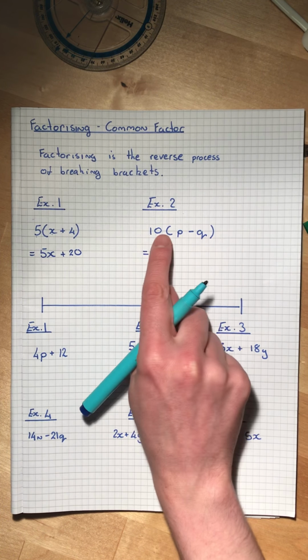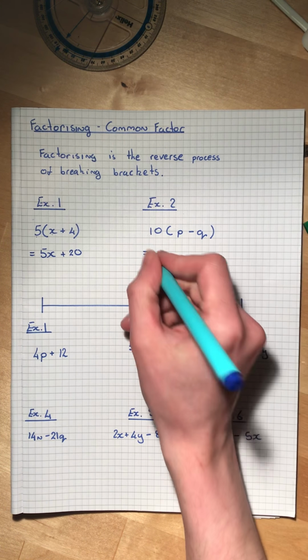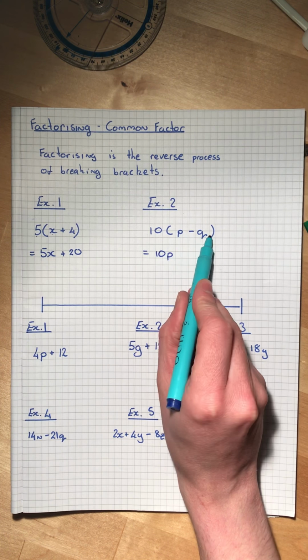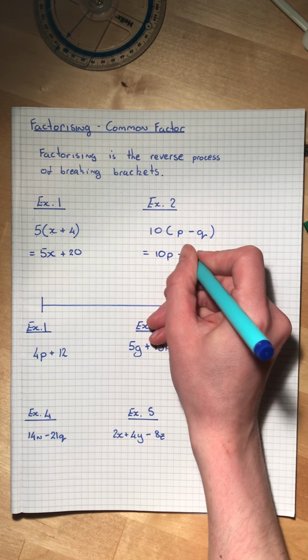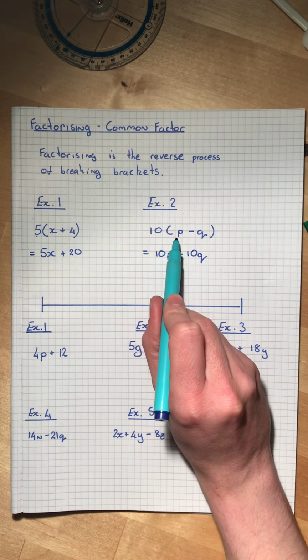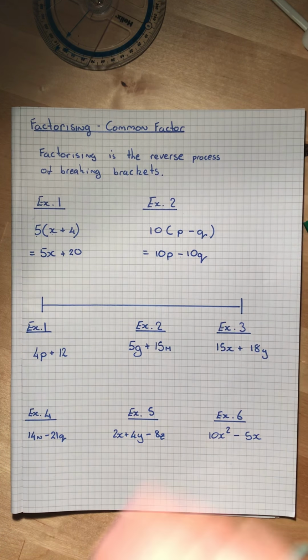If we did this one, 10 times what's inside the brackets. 10 times p gives us 10p. 10 times negative q gives us negative 10q. So 10 times p minus q will give us 10p minus 10q. We already know how to do that.